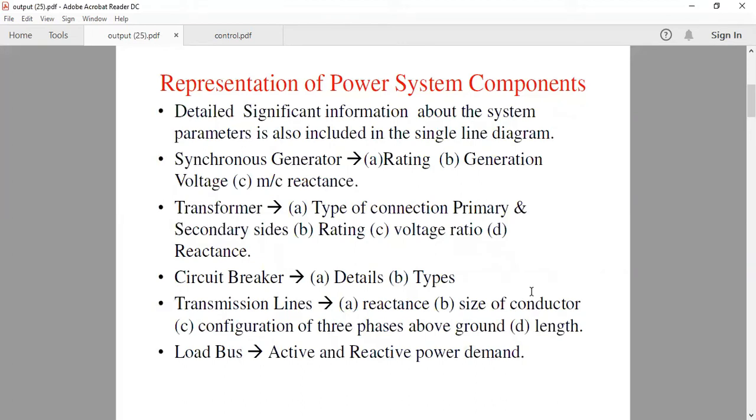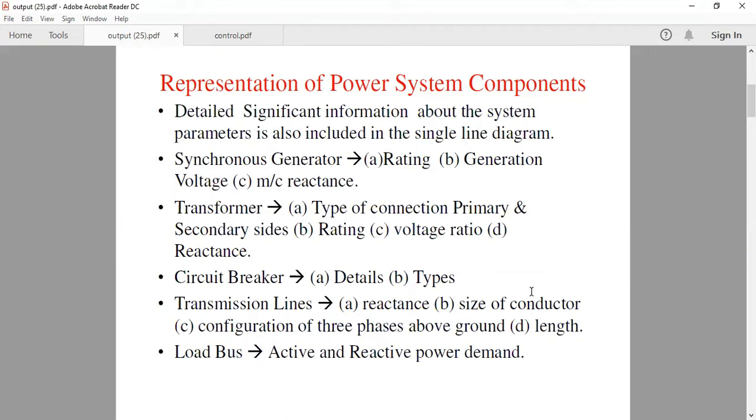If you have a synchronous generator in the single line diagram, its rating, its generation voltage, as well as its reactance value are given in the single line diagram. As far as the transformer is concerned, the type of connection of primary and secondary side, the rating of the transformer, voltage ratio, as well as the reactance of the transformer are given in the diagram itself.